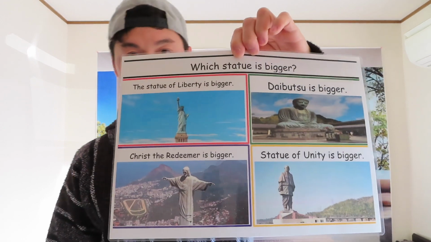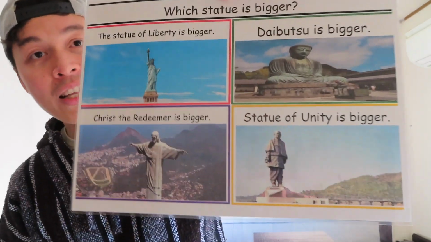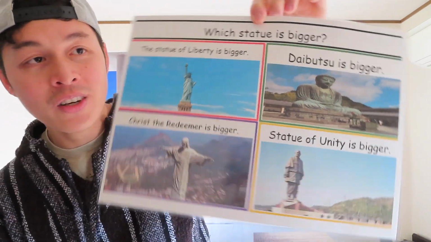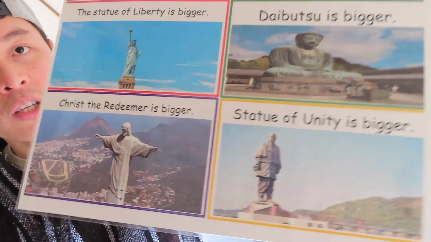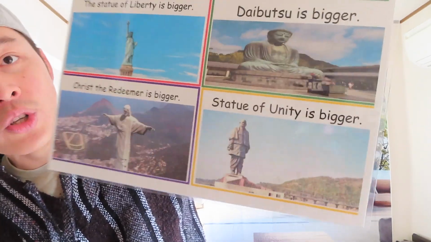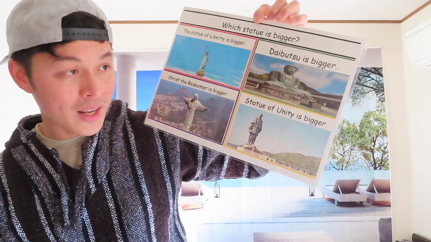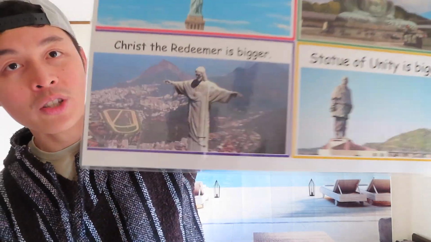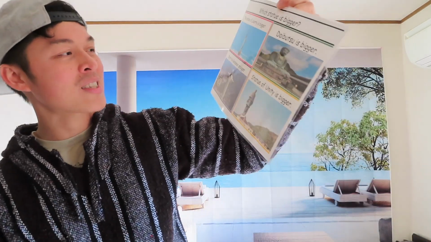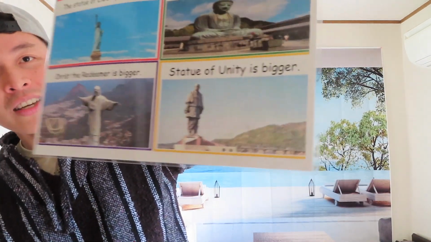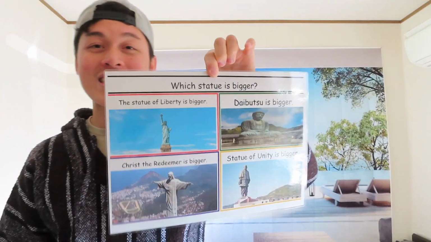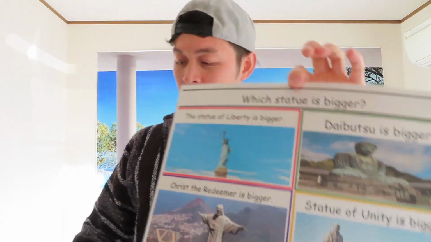And this one is more of a geographical situation, because which statue is bigger? So the Statue of Liberty is bigger. Daibutsu is bigger. Daibutsu is in Japan. Christ the Redeemer is bigger. So you're going to find out, where is Christ the Redeemer? What place is that? Statue of Unity is bigger. You're going to find out the sizes of the statues. So it's a trivia type of activity, okay? This is the comparative activity.